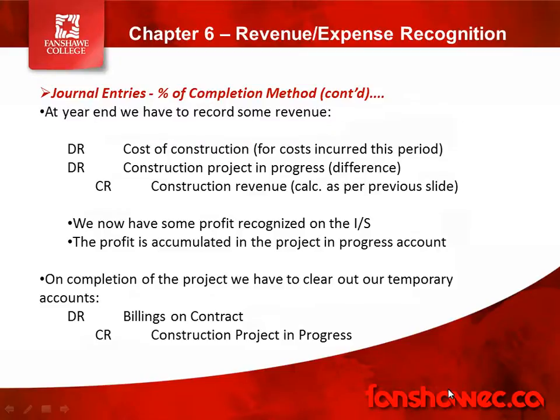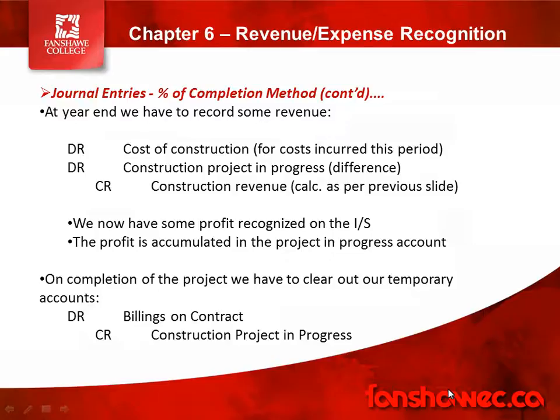Okay, but at the end of the year we have a 4th entry now. So every year we have a 4th entry. If you look at this one, look at the credit first, that credit to construction revenue. That's the calculation we just did on the previous slide. Whatever I calculate as my revenue recognition figure is going to get slotted into the journal entry as a credit to construction revenue. Okay. The debit, look at the first debit, it says cost of construction. That's an expense on the income statement.